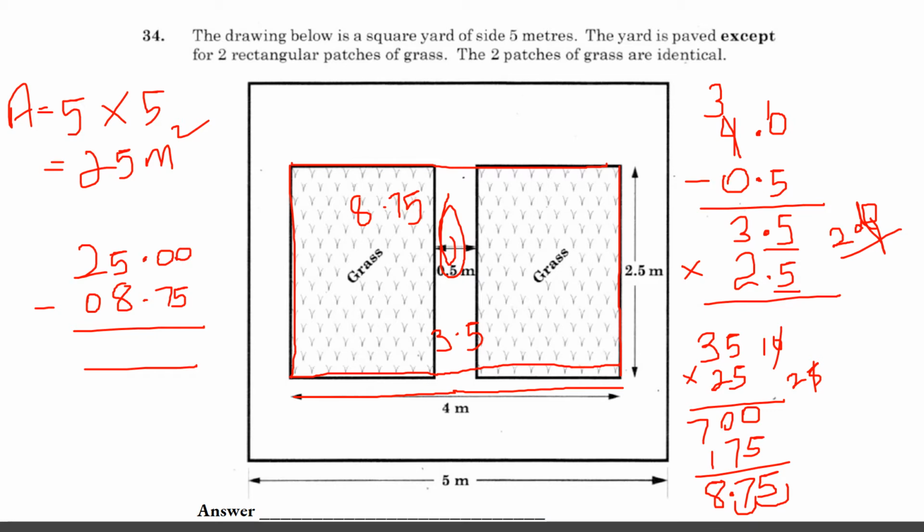And let's begin. Could 0 take away 5? No. So I am borrowing 10, take away 5 is 5. 9 take away 7 is going to give me 2. Put back my point. Could 4 take away 8? No, I need to take 1. 14 take away 8 is going to give me 6. And 1 take away 0 is 1. So the area of the paved area of this yard is 16.25 meters squared. And that is our answer.